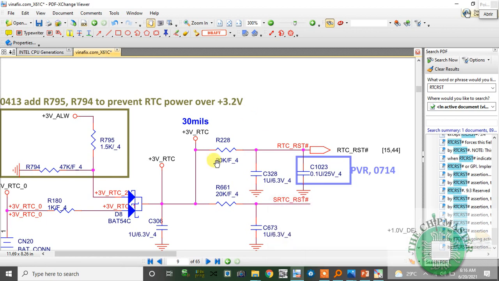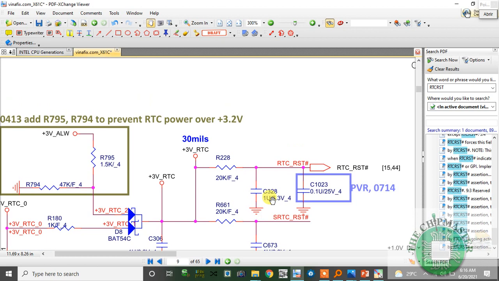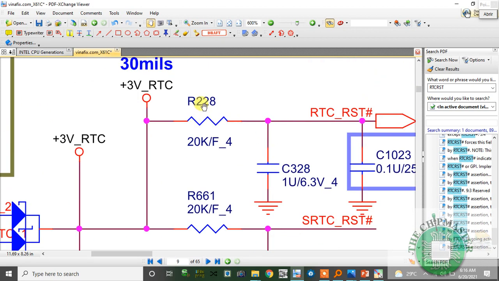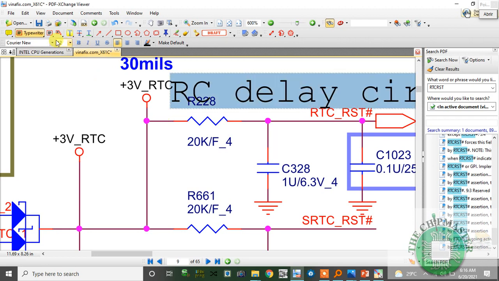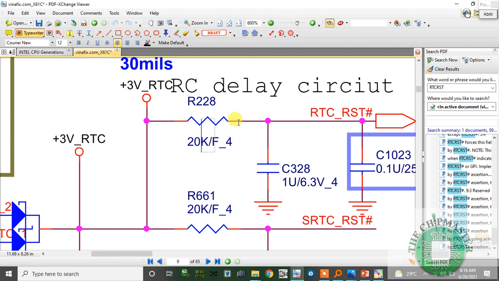RTC reset, as you can see, we have a resistor and a capacitor. Can anybody tell me what kind of circuit this is? This is known as an RC delay circuit, right? R stands for resistor, C for capacitor. So it's an RC delay circuit.